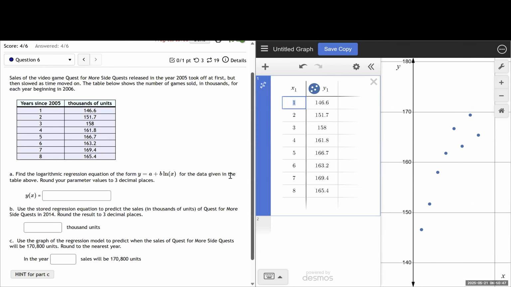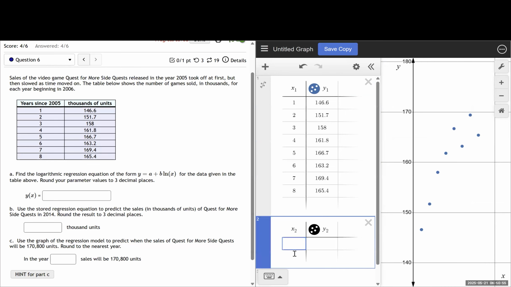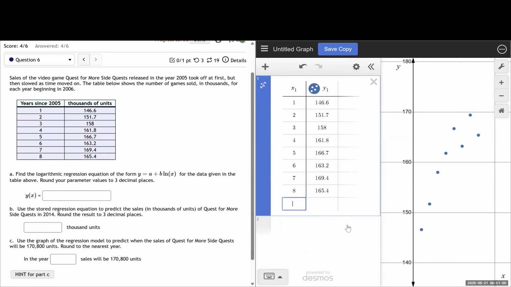Now, if you need to, you can, of course, type the data into a table. You can always add a table in Desmos with this plus symbol and table. So you can do that if you have any trouble with the copy paste. But when you can copy and paste it, that's generally going to be the easiest way to get the data in there. So I can see my data now over here in a scatter plot. And in part A, it says, find the logarithmic regression equation of the form y equals a plus b ln x. So I'm going to use the built-in logarithmic regression function in Desmos, go up here and add regression.